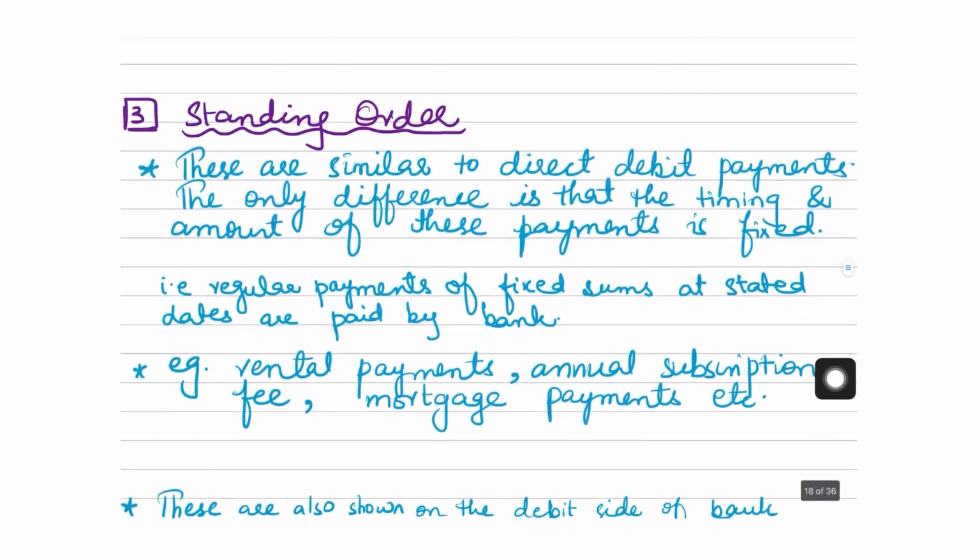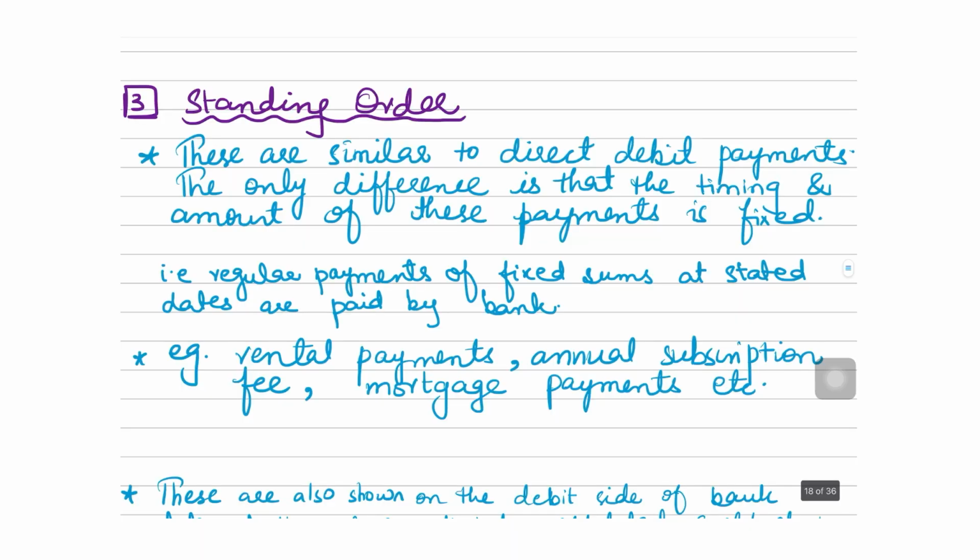So this is what direct debit is. Now moving towards third, standing order. Very much similar to direct debit. The only difference is that the timing and the amount of these payments is fixed. In direct debit it wasn't fixed, it was variable in nature, it was irregular as well. But in standing order, these expenses are fixed in timing as well as in amount.